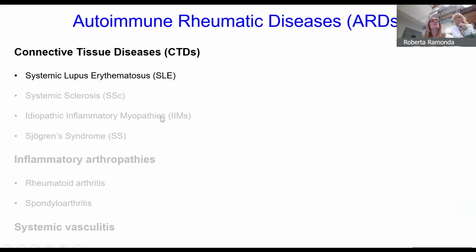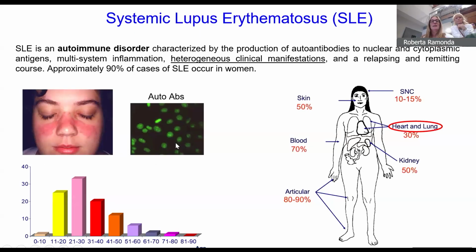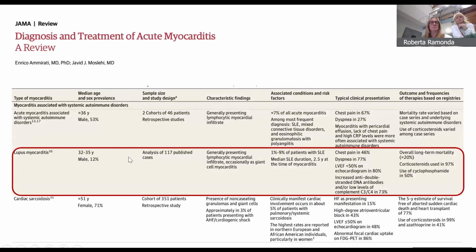Among connective tissue diseases, heart disease is most relevant in lupus, systemic lupus erythematosus, and you know that this autoimmune disorder is characterized by the presence of autoantibodies. Typical are those against double-stranded DNA, and SLE commonly affects young women, as you can see on the left. The clinical involvement is very heterogeneous, and the cardiopulmonary involvement can be detected in about one third of patients.